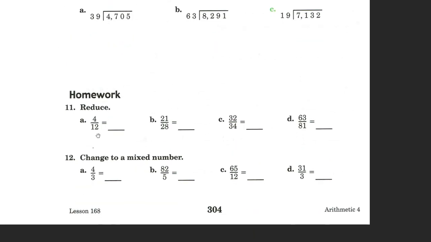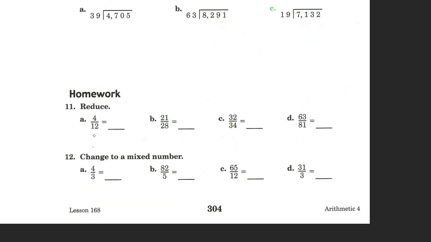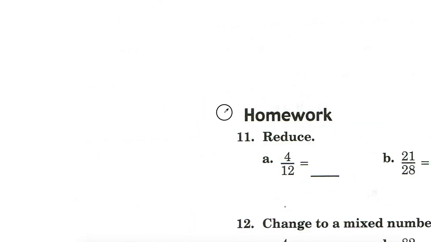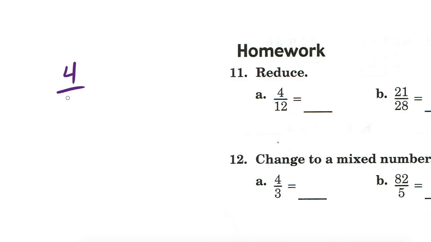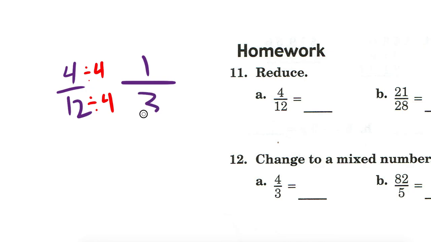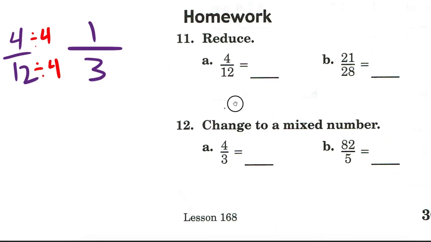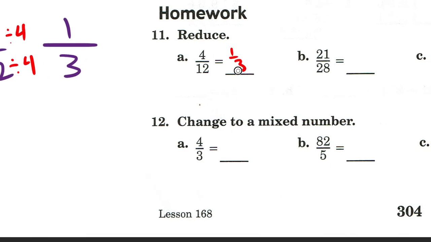Next one, reduce. So I'll just do 4/12 for you guys. What number can go into 4 and 12? Well, the number 4, right? 4 divided by 4 is 1. 12 divided by 4 is 3. So 1/3. Can I reduce this any lower? Nope, I can't go lower than 1. 1 is the lowest in a fraction, so this is 1/3.